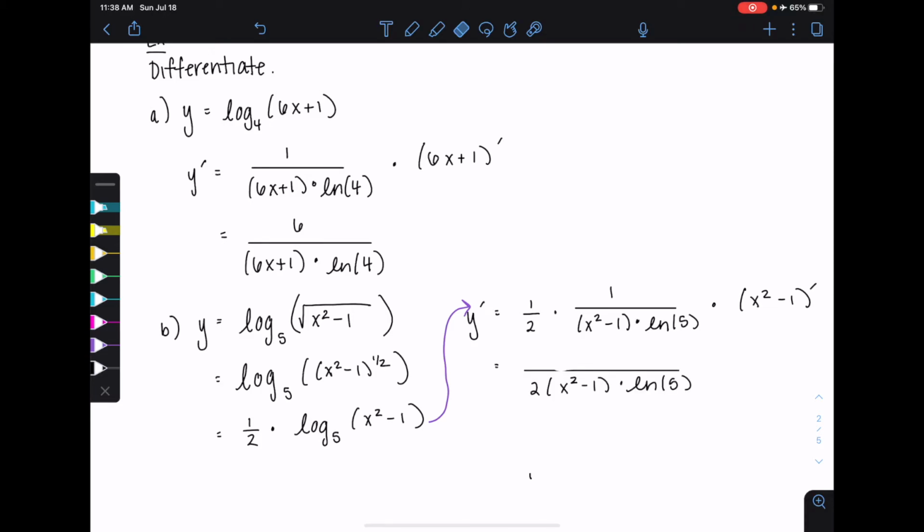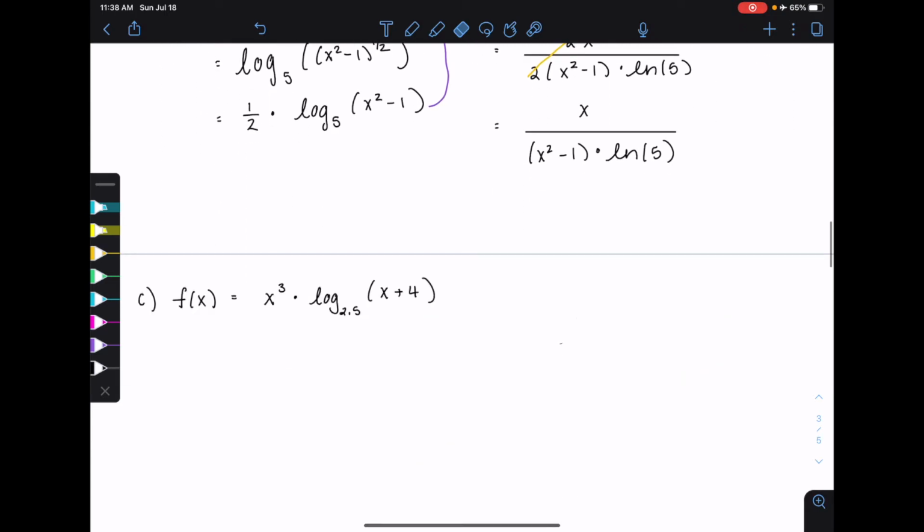Well, derivative of the inside is just 2x, so my bottom stays untouched. I've got 2x up top, but those 2's ultimately cancel each other out. The derivative of this will be x divided by x squared minus 1 times natural log of 5.